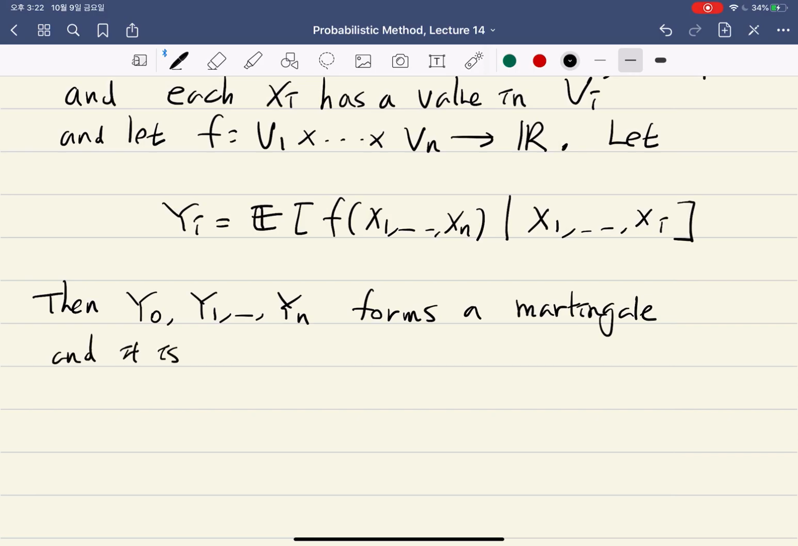and this is called either the Doob martingale or the exposure martingale.